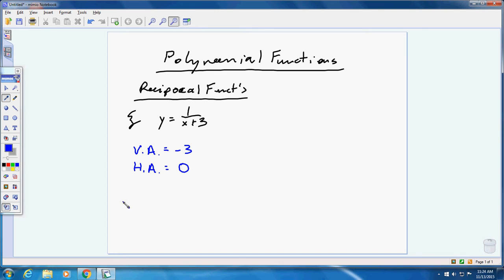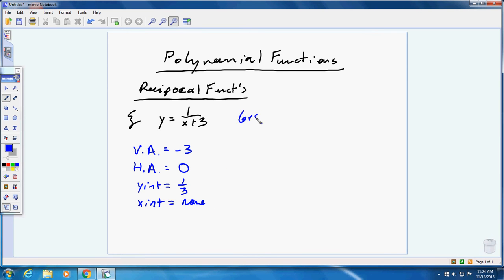Our x-intercept, or let's go with the y-intercept. That one's a little bit nicer to deal with. For our y-intercept, we plug 0 into x. What do we get? 1/3. And then our x-intercept, because there's no x in the numerator, there isn't one. So none.